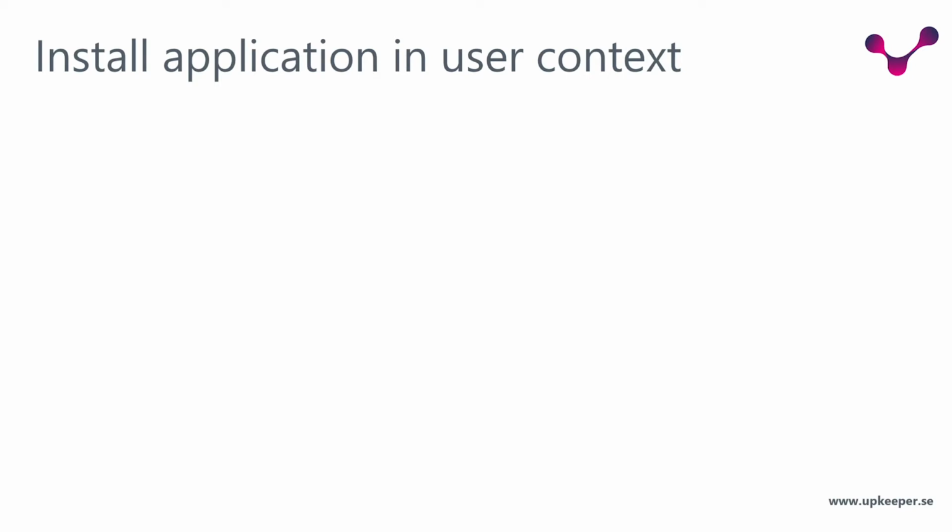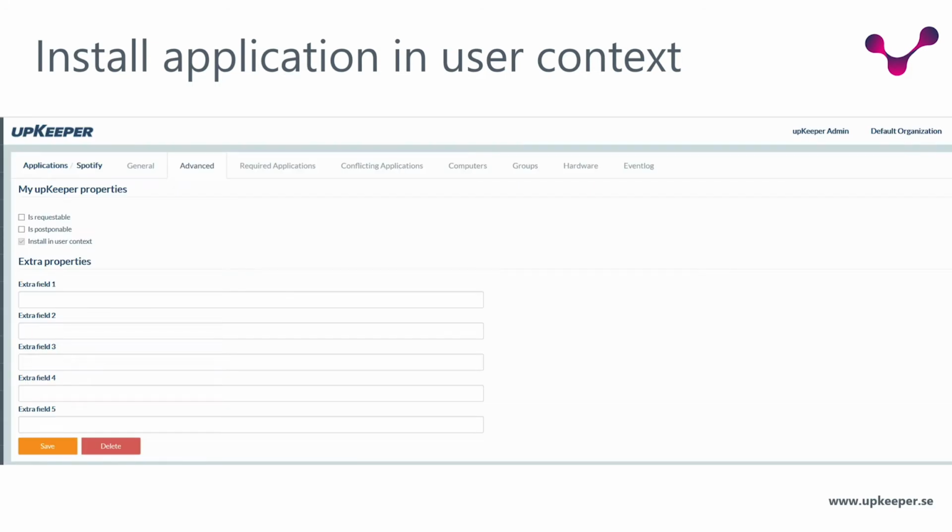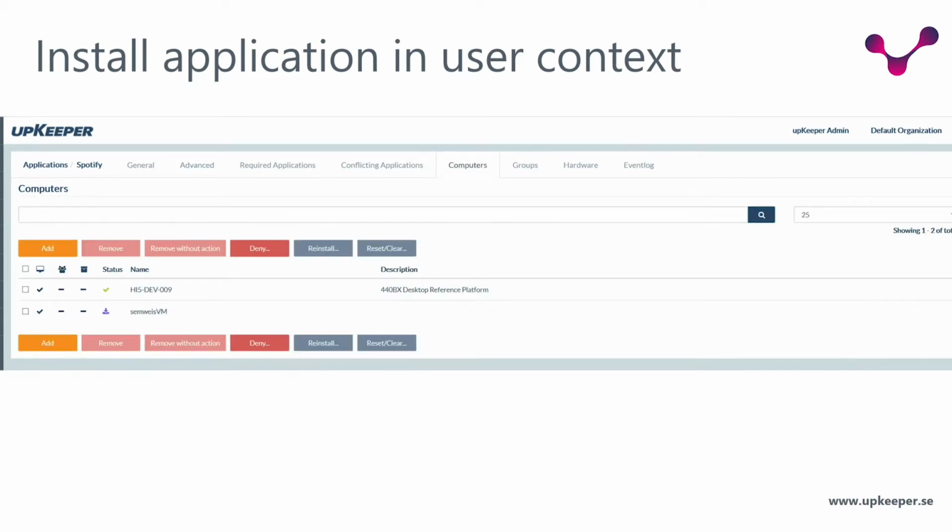Another feature we added in 4.6 is install application in user context. It's added as a property on the advanced tab at the applications. The application we are looking at here is Spotify. Spotify is a typical application that is really good to install as a user. In that context, you take that box, install in user context. That's the only thing. And if we look at some computers that have been installed with this Spotify application, we see that the first one has a green checkbox, meaning it has been installed.